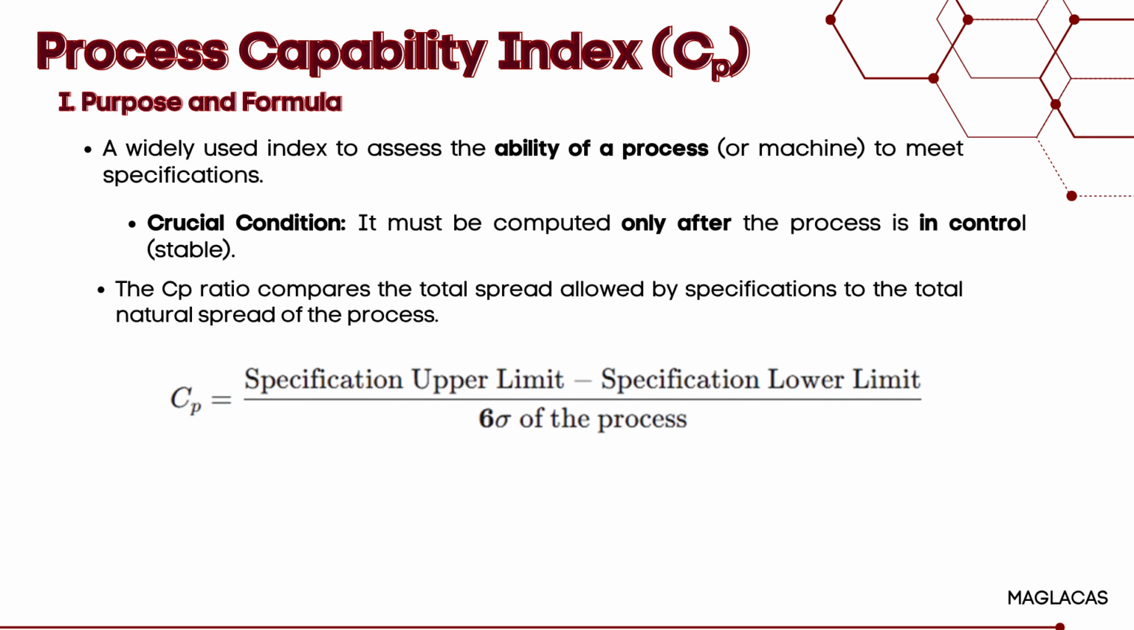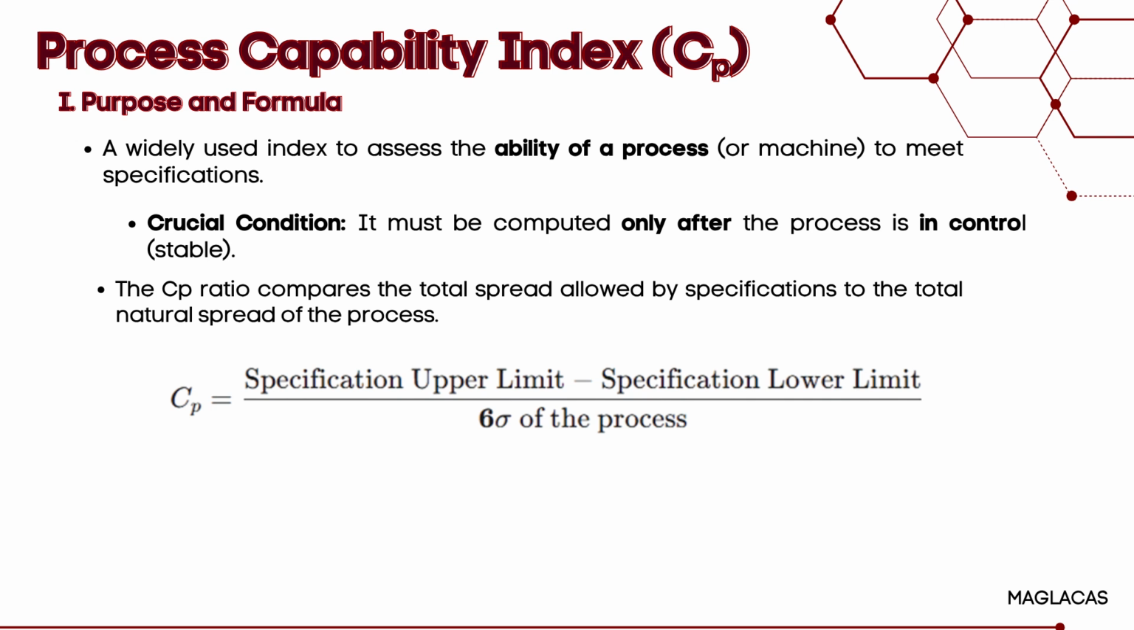Process Capability Index. This is the most commonly used index when measuring the capability of a process to fit within the customer's limits. Crucial note: it must be computed only after the process is within control or stable. This is because the Process Capability Index is designed to predict the percentage of future output that will meet the customer specification. You can only make a reliable prediction if the process is operating consistently over time.